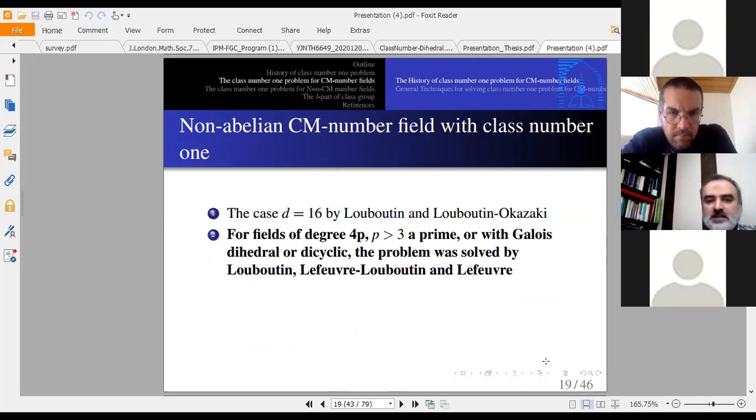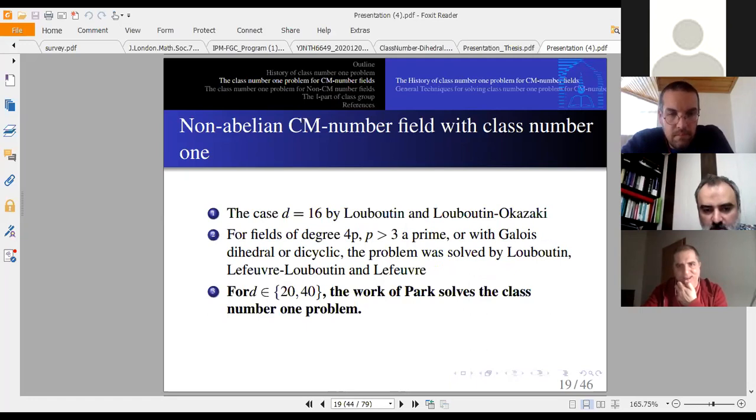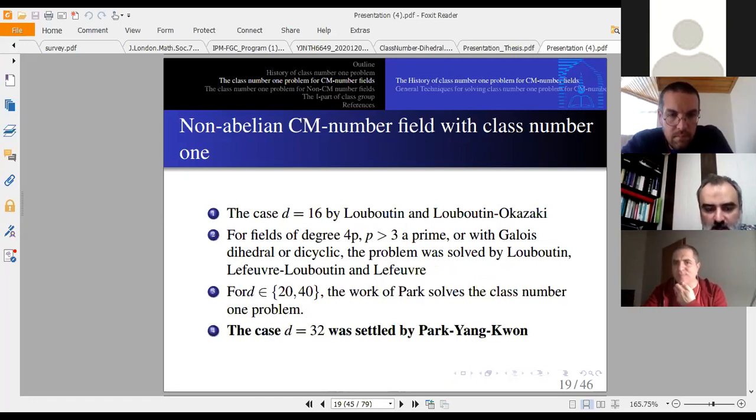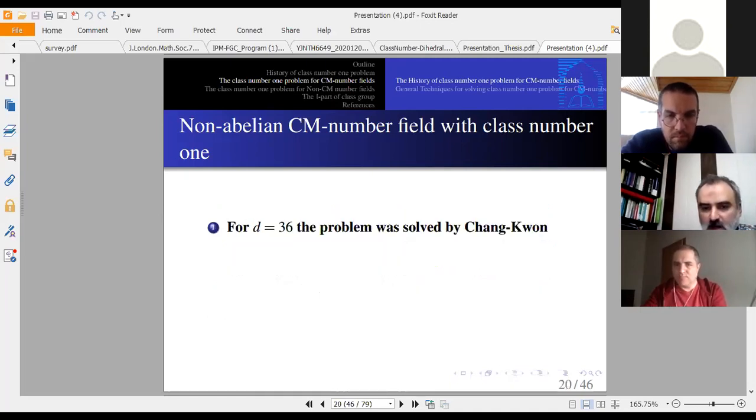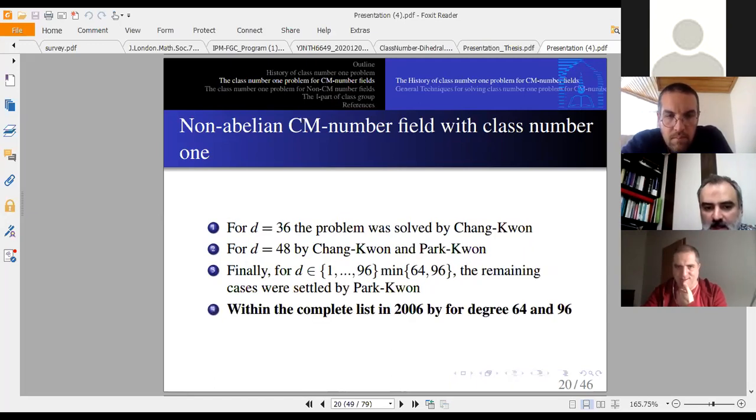Now, the case of the simplest non-abelian Galois groups, which is the dihedral case. For them, the case of degree 4p, where p is a prime greater than 3, was done by Lubotin and Lefebvre. So there are 3 papers that do these cases. Now, it seems I have just 20 minutes left, so maybe I skip part of the history. For the case of 20 and 40, it's the work of Park. And the case of 32 by Park, Young, and Kwon. 36, 48. And the list was complete in 2006 for degrees 64 and 96.